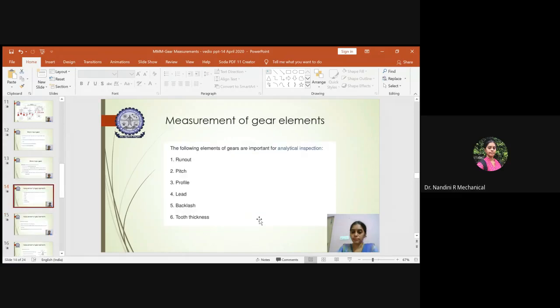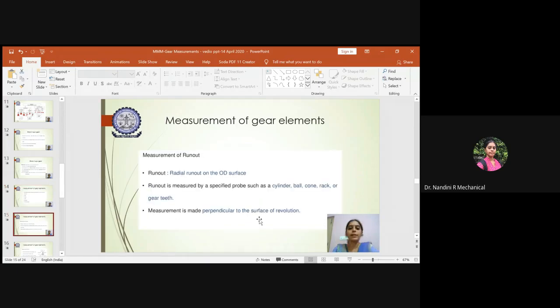Then similarly, as we had in screw thread terminologies, here also we have the key elements which will be measured in case of gear tooth also. Which are the elements usually we have to measure? These are nothing but the run out, the pitch, the profile, the lead, the backlash, and the tooth thickness. So we studied how to measure the run out, right?